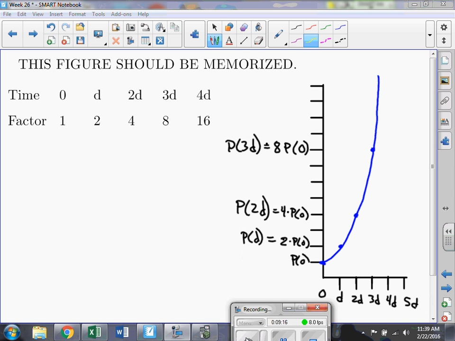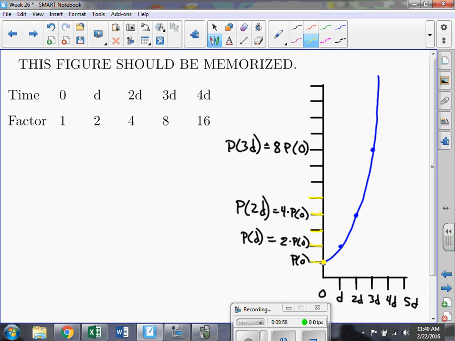After changing over the page, I've redrawn the graph that we just had. In order to have a proper understanding of the doubling time model, this is a graph that should be memorized. Please notice where it came from. We have the initial population at P of 0, however high up the vertical axis that is. My scale then is not counting 1, 2, 3, 4. It's counting initial population, double, triple, quadruple, quintuple, and so forth.